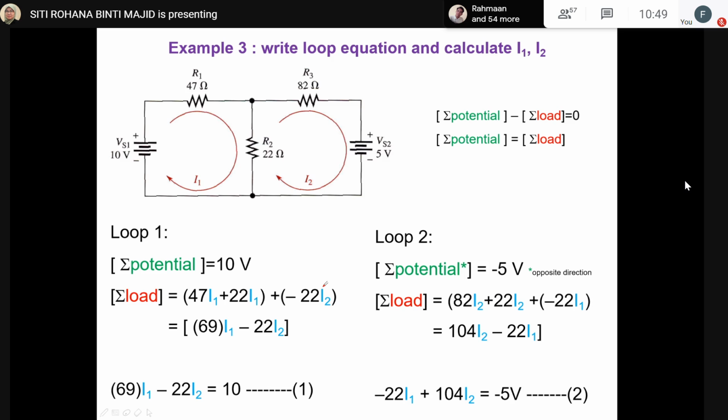Just now, for loop 1, you see, we put minus R, I2. And for loop 2, we put minus for I1. So I hope you understand here. Then you will have the equation for loop 2. The full equation is like this: negative 22 I1 plus 104 I2 equals negative 5 volts. So this one is equation 2.